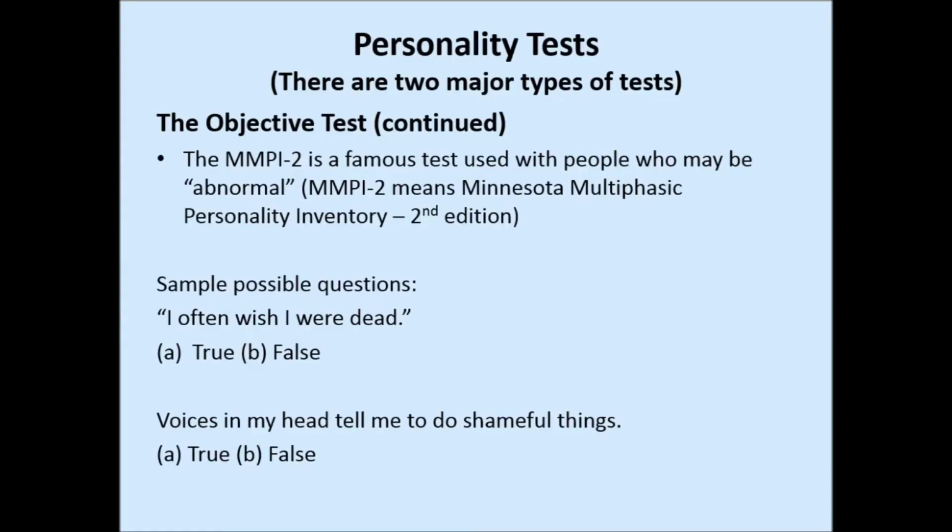It focuses on those original big 5 factors. For these folks, another objective test is going to be used, probably the MMPI-2, which is short for the Minnesota Multiphasic Personality Inventory 2nd edition. What changes now are the questions themselves. Here's some possible sample questions. I often wish I were dead. True or false? Or, voices in my head tell me to do terrible things. True, false? You can see we're getting down to a different level. We're trying to answer other questions now.